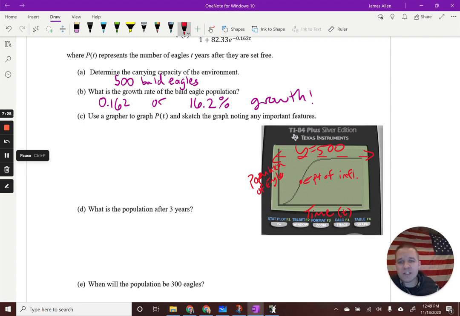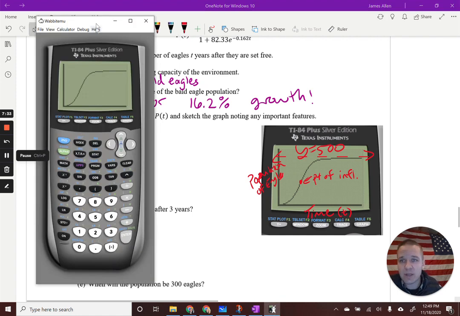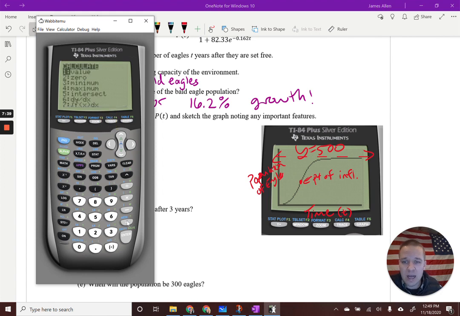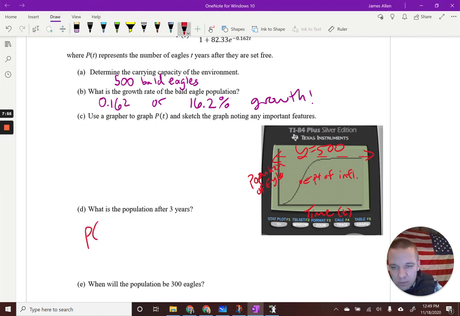Wonderful. Let's keep going. It says, what is the population after 3 years? Well, once again, I can use my graphing calculator to do this, which is pretty nice. I can just hit second calc, and after 3 years, I can just put in 3 for X, which is my T, and hit enter, and I'm going to get 9.682, so roughly 10 eagles, right? So I did P of 3, 9.682, or roughly 10 eagles after 3 years.